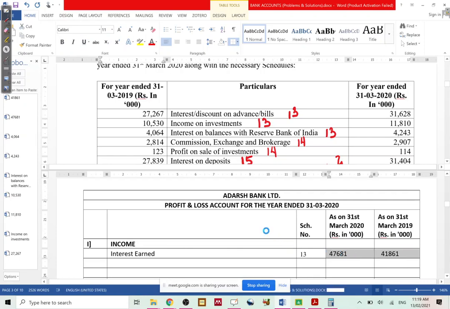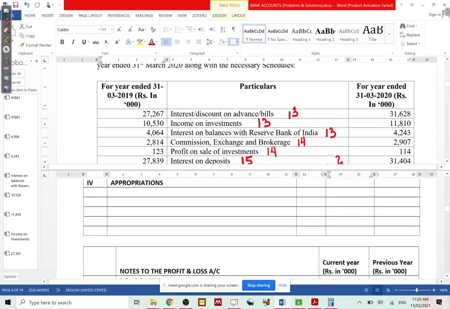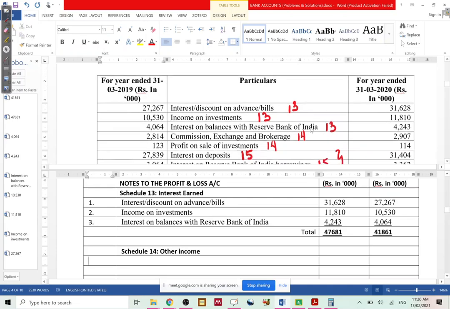So what you can do is calculate everything in your notes or in your schedules and then keep moving it to the actual profit and loss account. We calculate here, take the totals, and we move it to the profit and loss. Same way, let's do the next one, schedule 14, which is other income. We have identified all the items under it. Let's see.